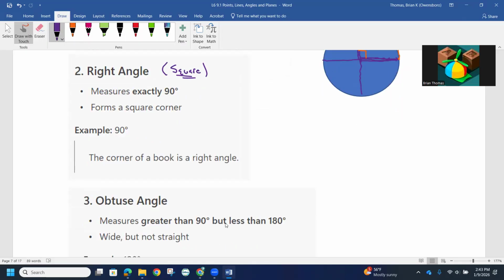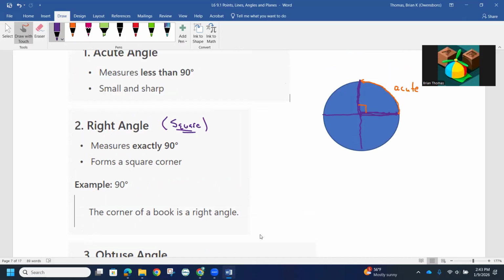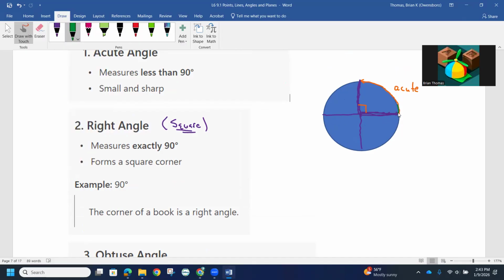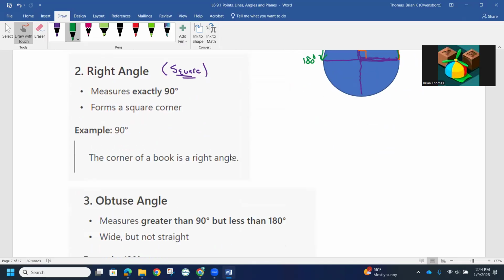Another type of angle is what we call an obtuse angle. An obtuse angle is greater than 90 degrees but less than 180. So remember, if I go from here all the way over to here, that's going to be 180 degrees. So that's half a circle. An obtuse angle has to go past 90, but it can't go past 180. So notice how an obtuse angle is going to be greater than 90, but less than 180.